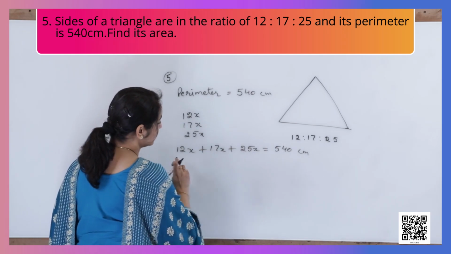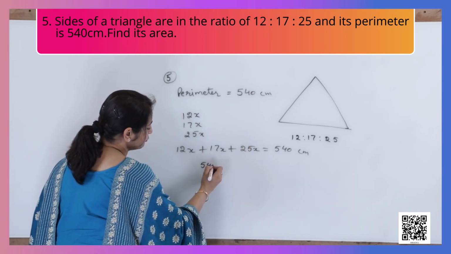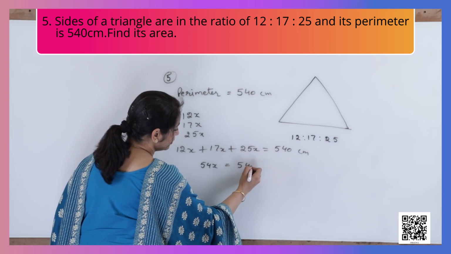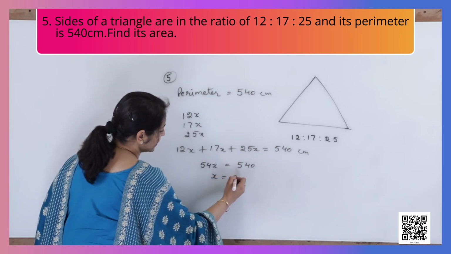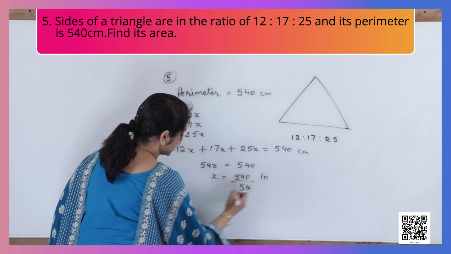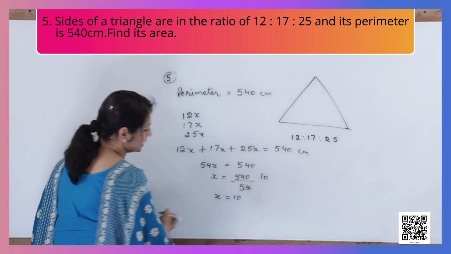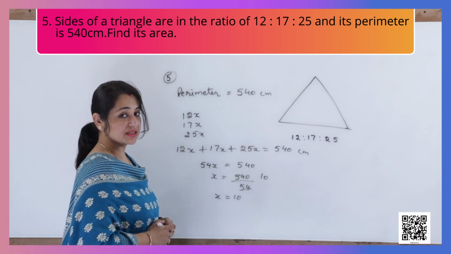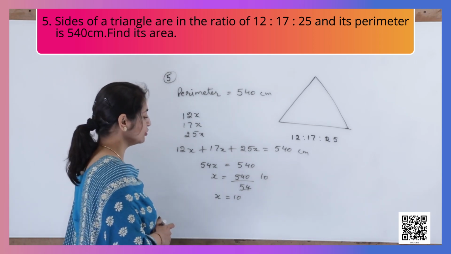Now when we add these all, we will have 54x equals 540, and the value of x will be 540 upon 54, that is 10. So x is equal to 10. So have we got our sides? Not yet. This is the value of x.